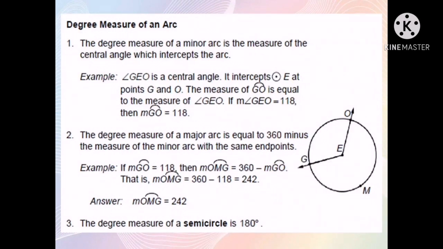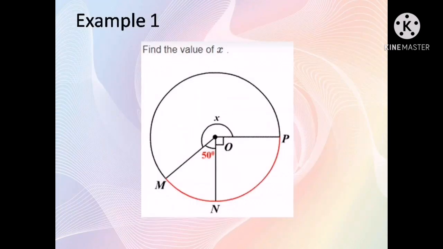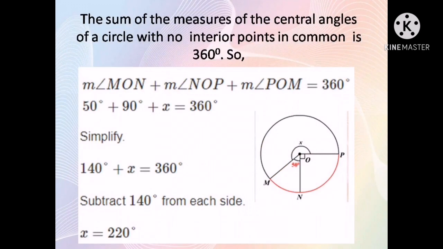The degree measure of a semicircle is 180 degrees. So now, let's have some examples. First, we have example number 1. Let's find the value of x in the given figure. The given here are the values of angle MON, which is 50 degrees, and the measure of angle NOP, which is a right angle. Solution.